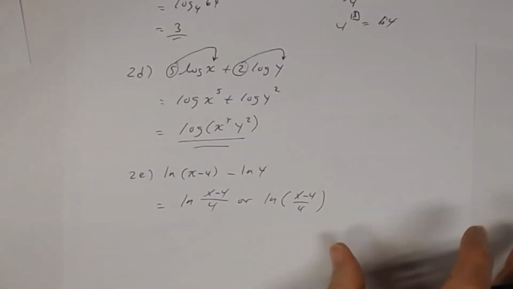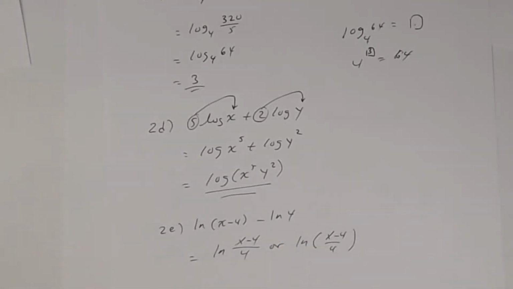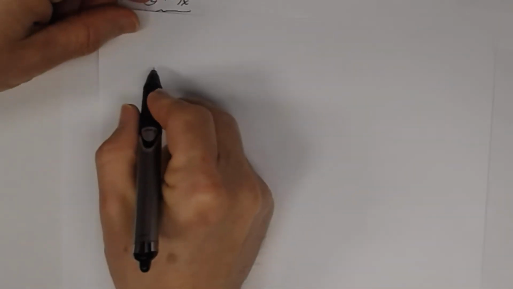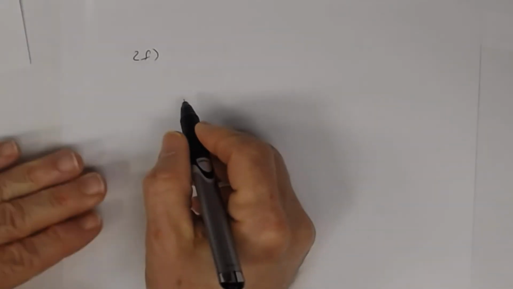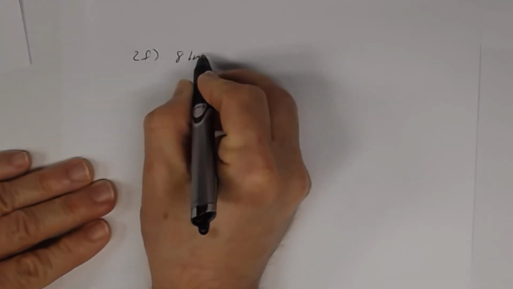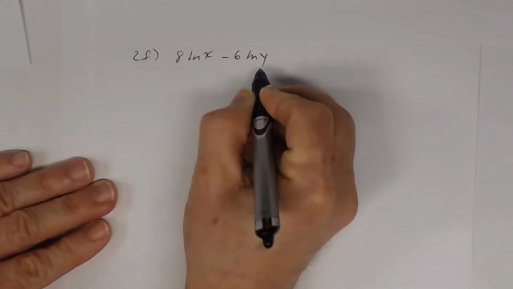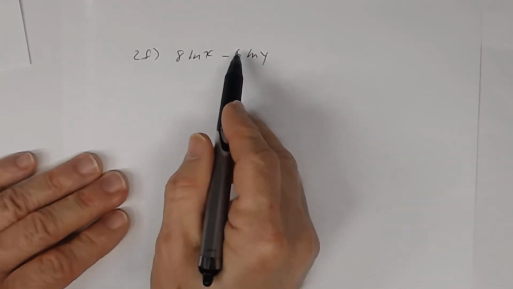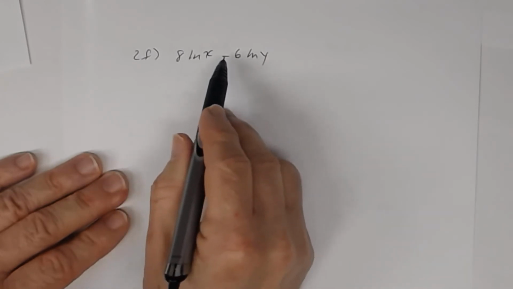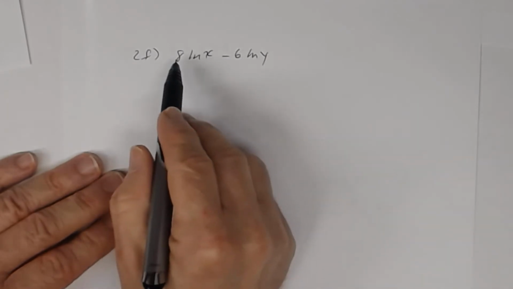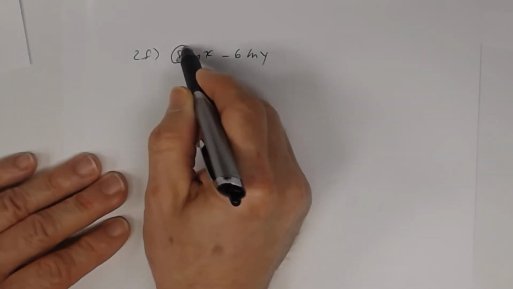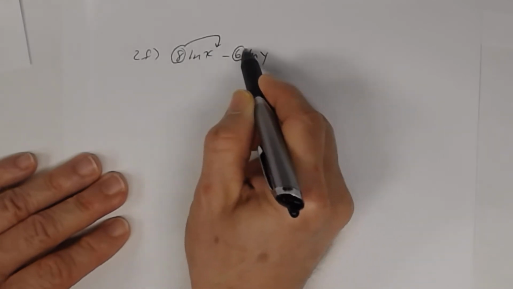Letter F. So let's talk about F. So in 2F, we have 8 times the natural log of x minus 6 times the natural log of y. So again, just like before, I've got to have this be a 1 and this be a 1 before I can use the quotient rule, because that's a subtraction. So I'm going to use the power rule first. I'm going to rewrite this coefficient as an exponent, and I'm going to rewrite this coefficient as an exponent.